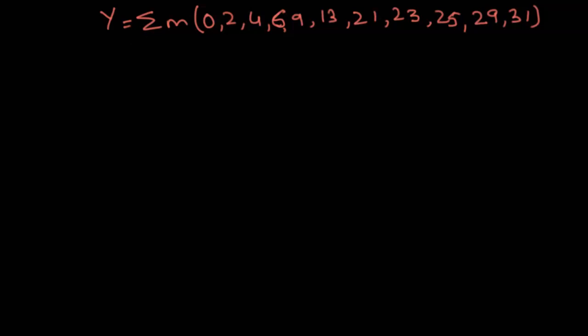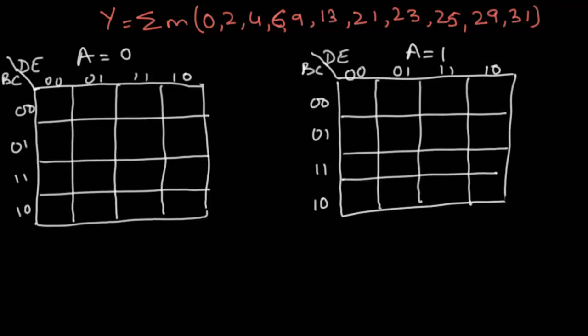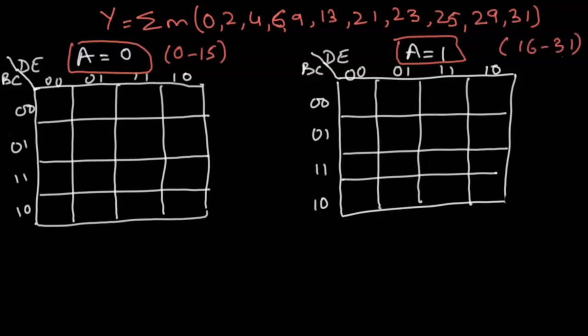So let's draw my 2 K-maps when A is equal to 0 and when A is equal to 1 with the same combinations. So here we have the K-map for 2 different combinations of A, where A is equal to 0 and where A is equal to 1. So the first K-map is for 0 to 15 terms, and the next K-map is for 16 to 31 terms. So let's map this. So we have 0, 2, 4, 6, 9 and 13, and then we have the rest of our terms.